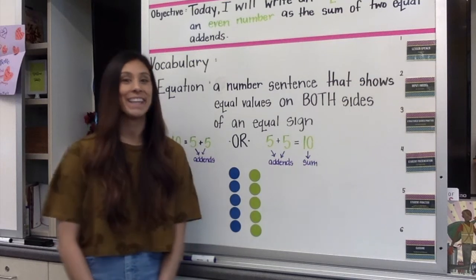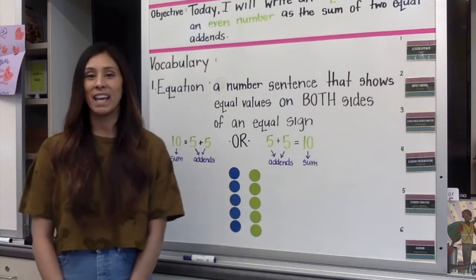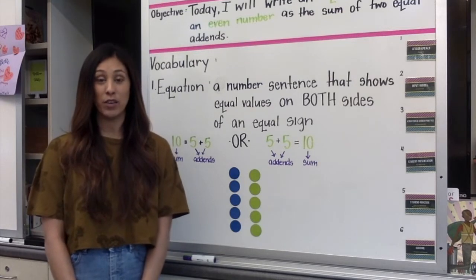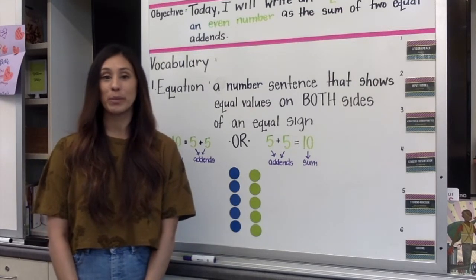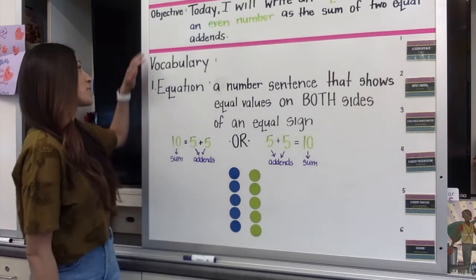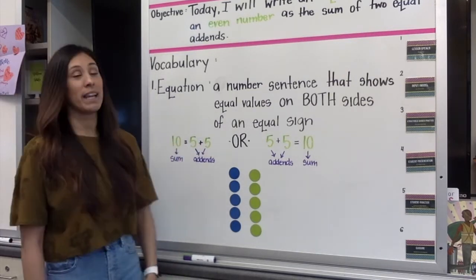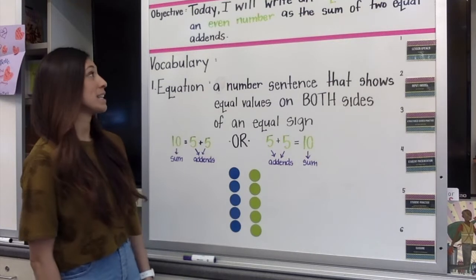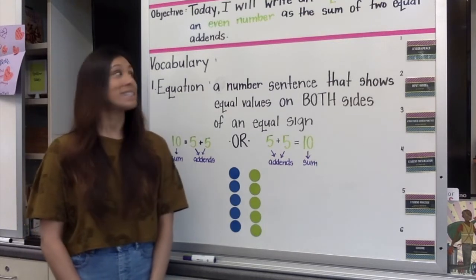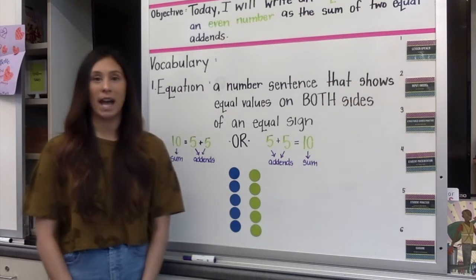Happy Tuesday. It is April 21st, and we are going to continue with our new math unit, which is all about multiplication. So our objective for today says, today I will write an equation to express an even number as the sum of two equal addends.